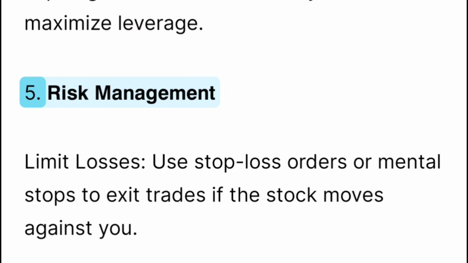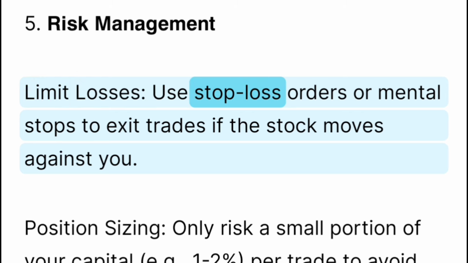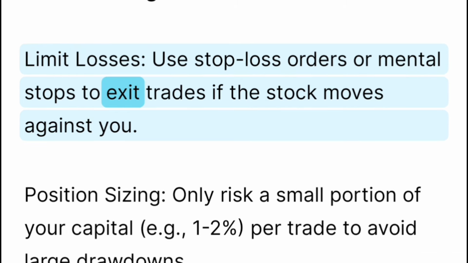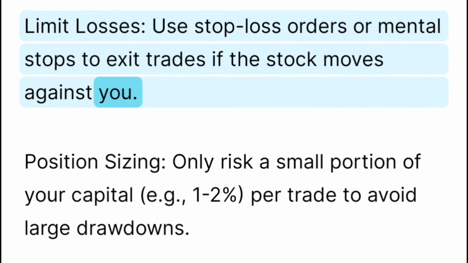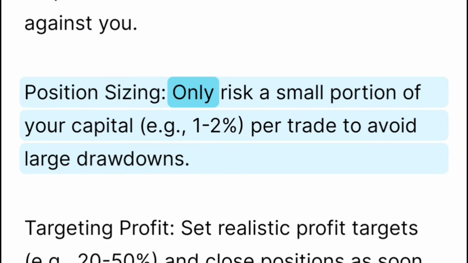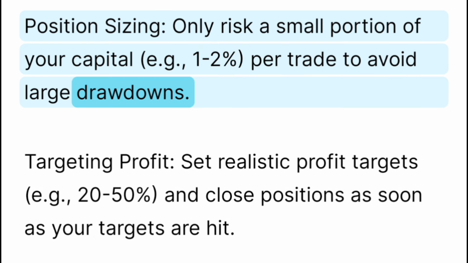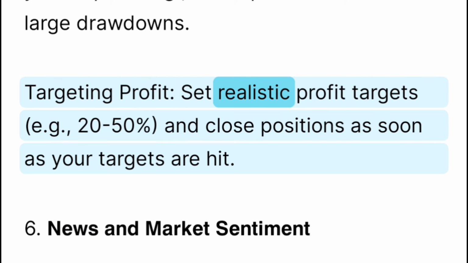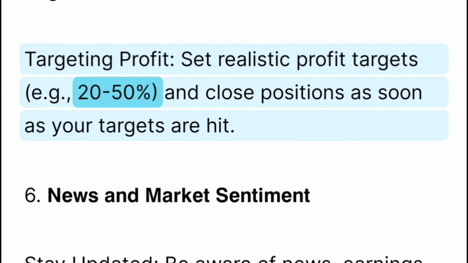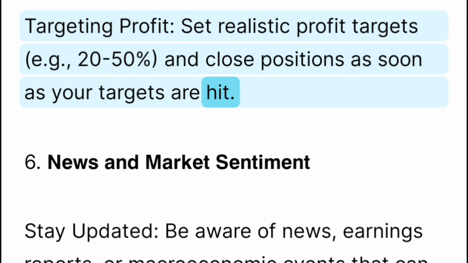5. Risk management. Limit losses. Use stop-loss orders or mental stops to exit trades if the stock moves against you. Position sizing. Only risk a small portion of your capital, for example 1-2%, per trade to avoid large drawdowns. Targeting profit. Set realistic profit targets, for example 20-50%, and close positions as soon as your targets are hit.